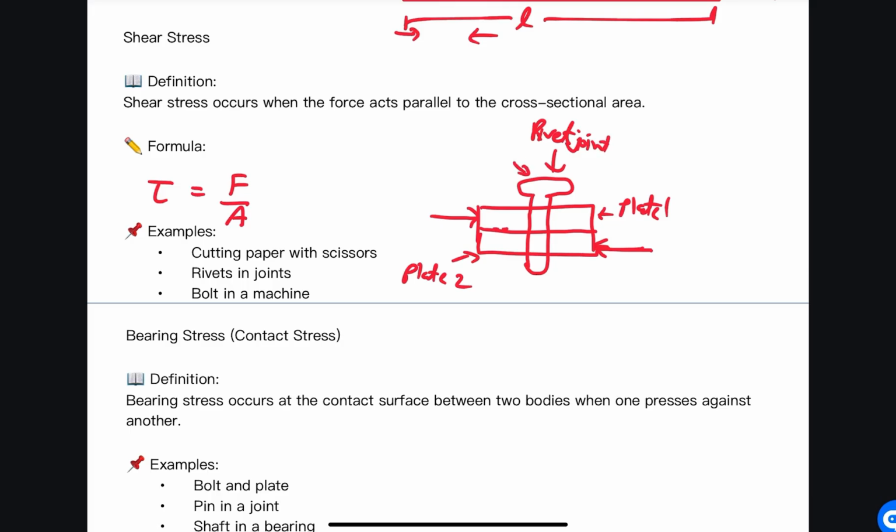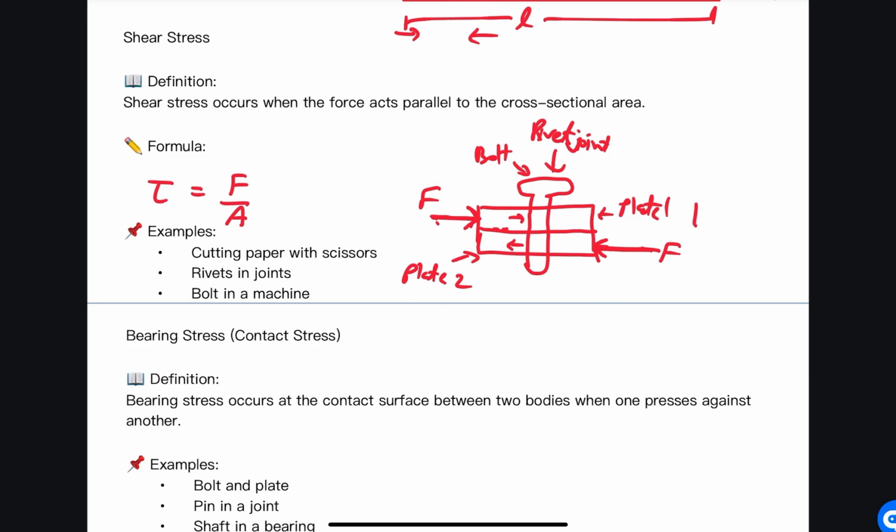So it's the bolt, and these two plates are attached with the bolt. So what happens if we apply a force on the top plate, plate one, like this, and on the second one we apply the force like this? So what happened? This part has to go this side and the second part has to go this side.